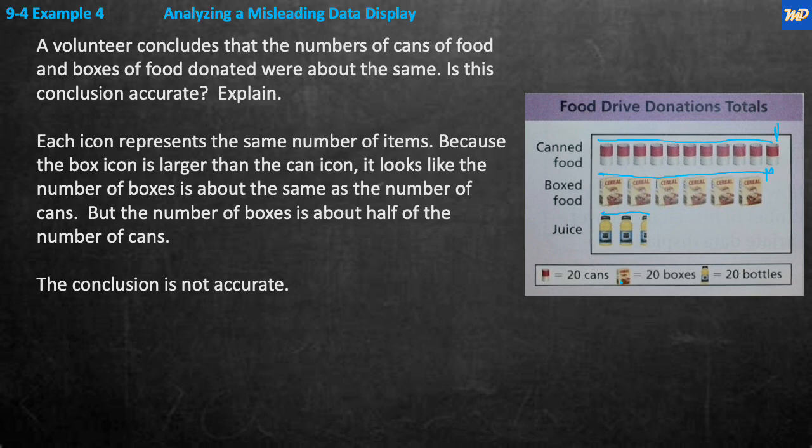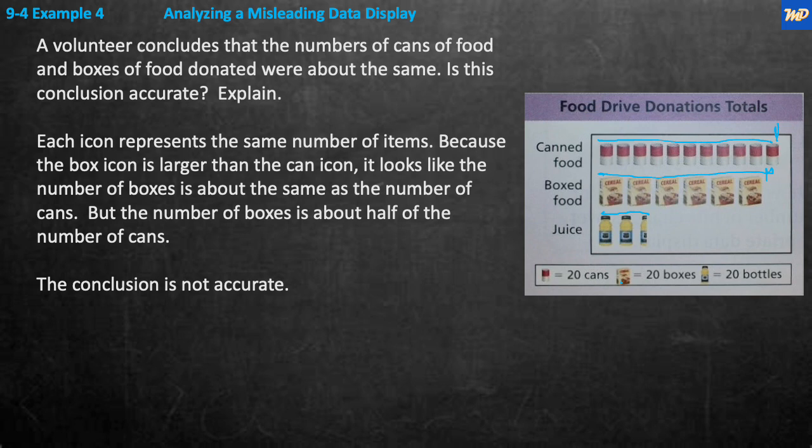But there's 1, 2, 3, 4, 5, 6, 7, 8, 9, 10, 11. 11 times 20 is a bigger number, right? It's 220. So you can see that it is misleading.